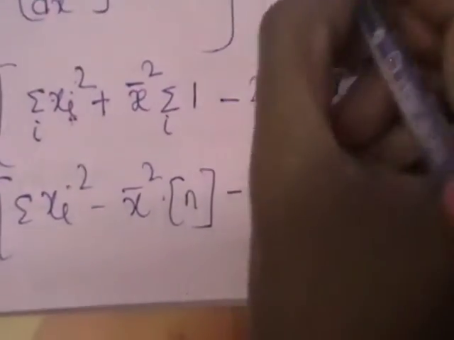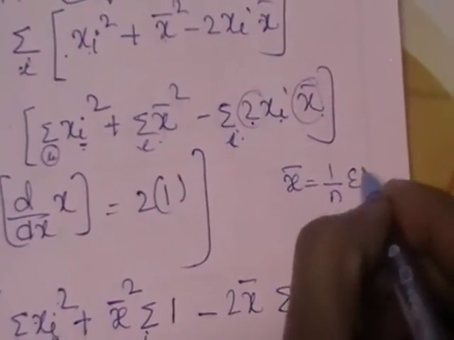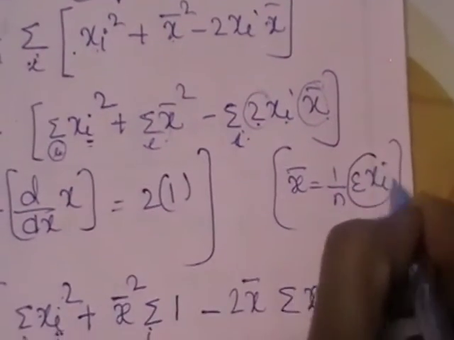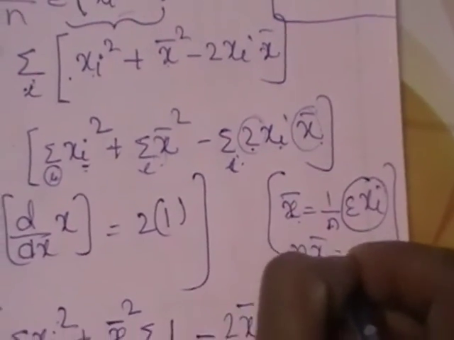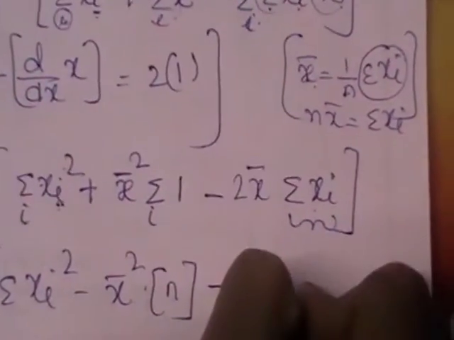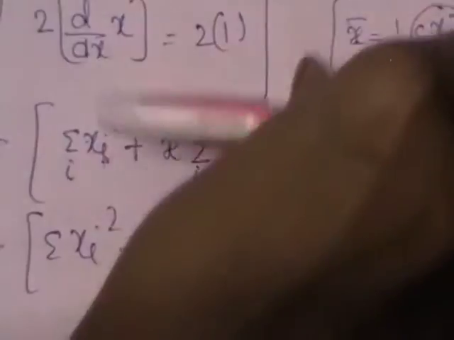What is the formula for x bar? x bar is nothing but 1 by n sigma xi. So you have sigma xi here. If you cross multiply this, you will get n into x bar equal to sigma xi. This means that in place of sigma xi, you can simply substitute n x bar. I will rewrite the step again on the next page.